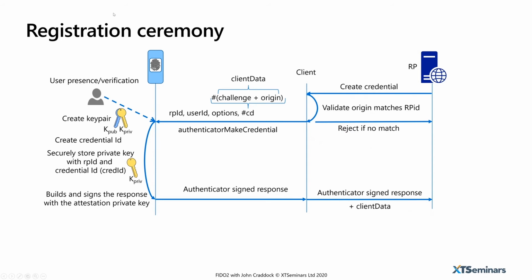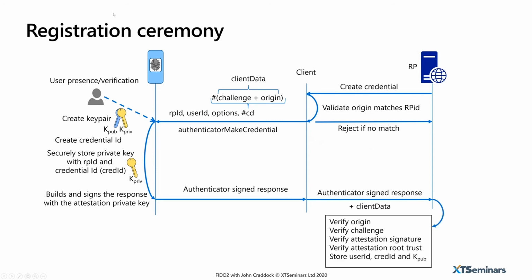That message goes back to the relying party, and then we verify the origin. So it's making sure that we're happy there's no man in the middle. We verify the challenge has been sent back correctly. We can verify the attestation signature, because we can get the public key for the attestation. And then we can verify the attestation root trust all the way up to root. We then store the user ID, the credential ID, and the public key.